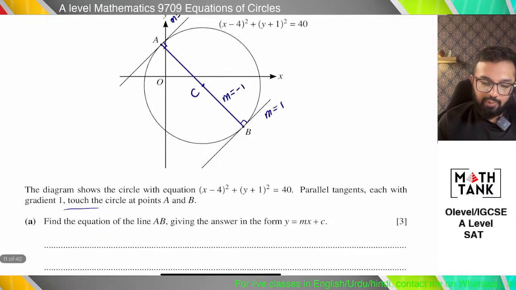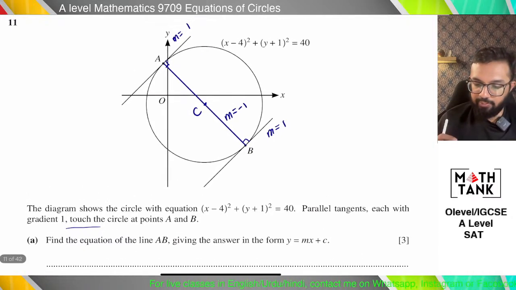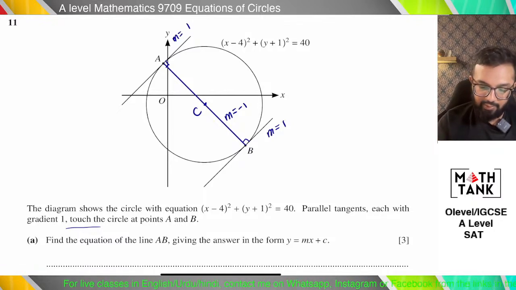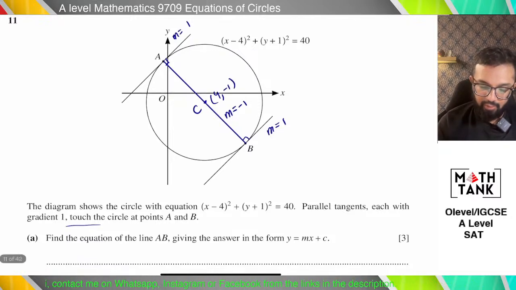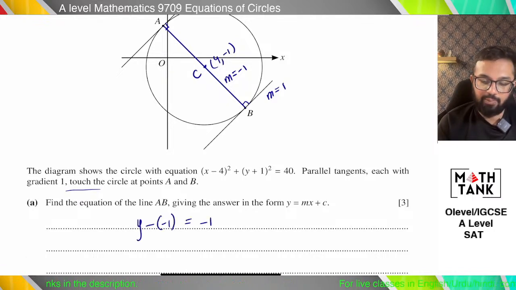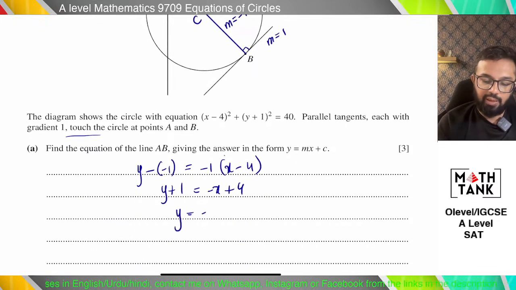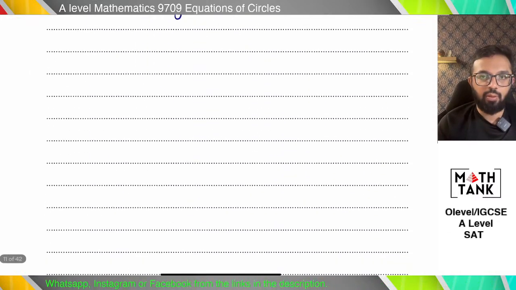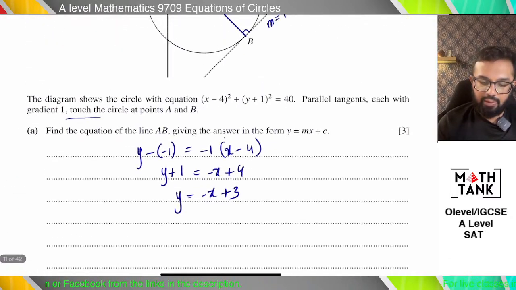Okay, so I can simply find, what do I have? I have the center, 4 comma -1. So the equation of line AB is very simple then. The gradient is -1, so y minus -1 equals -1 times (x minus 4), y plus 1 equals minus x plus 4, y equals minus x plus 3. Okay, that was simple, I think.